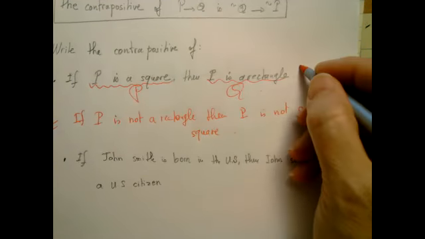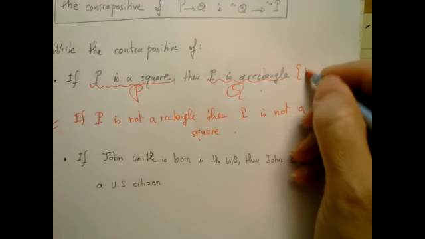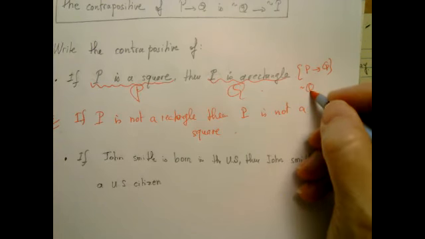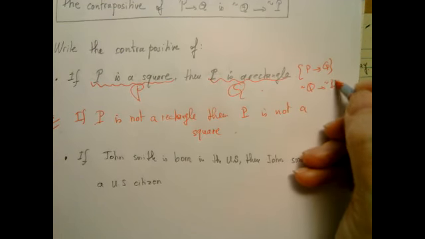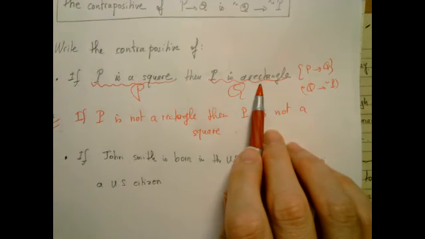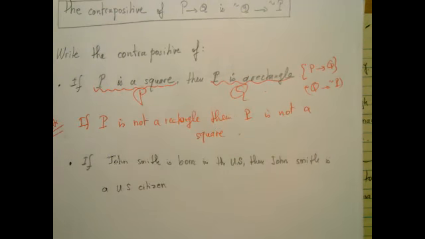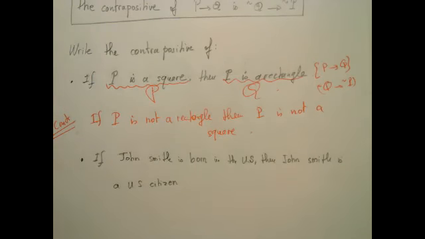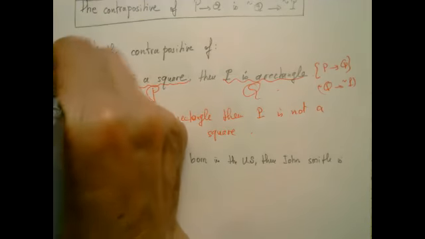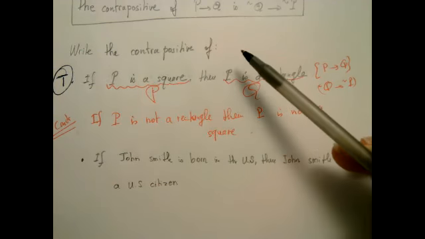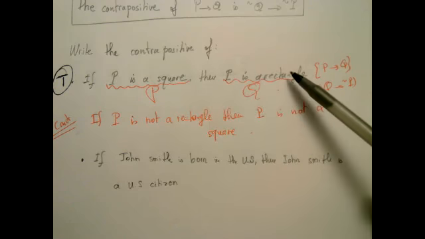Okay, so be very careful. This is if P then Q. The contrapositive, if non-Q, then non-P: if P is not a rectangle, then P is not a square. Now let us check the truth value of both of them. The original one we decided is true because we talked about it last time. If you have any quadrilateral, if it's a square, it is definitely a rectangle.